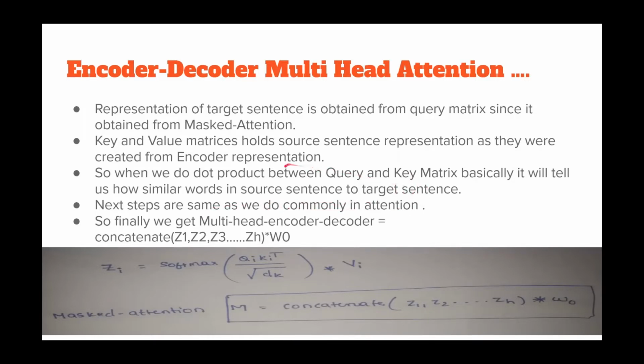I hope you got this point. We do the dot product between the query and key matrices. It tells us how similar the words in the source sentence are to the target sentence, because the query is coming from the masked attention output and the key matrix is coming from the source representation from the encoder. The next steps are the same as in attention. We finally get the multi-head encoder-decoder attention, and we concatenate Z1, Z2 up to ZH and multiply with the weight matrix W0. This is common. So that's about the encoder-decoder multi-head attention block. And that's it for this lecture. Thank you.